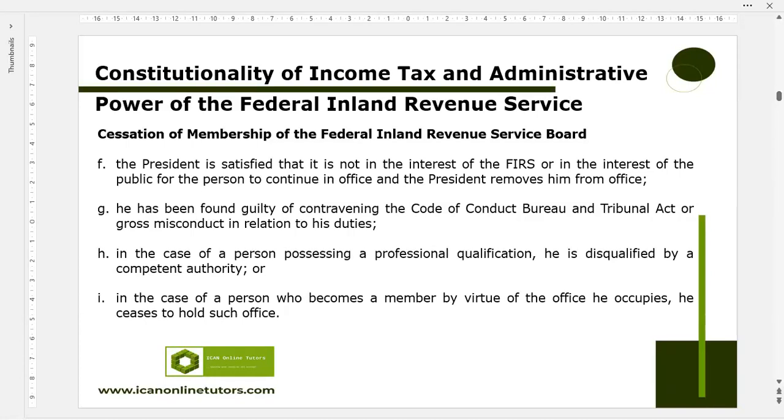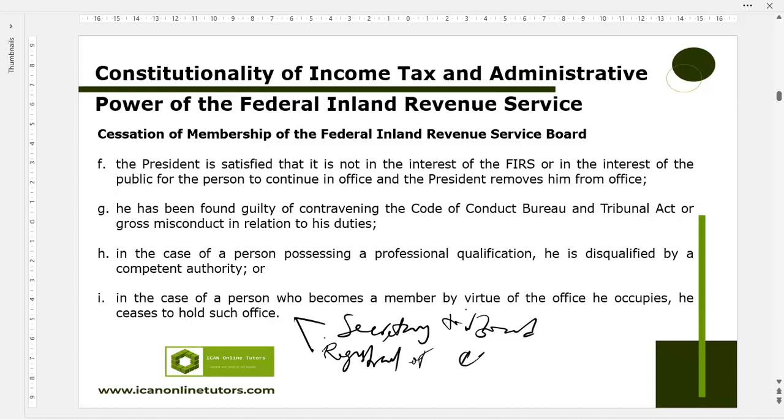Also, in the case of a person possessing a professional qualification, he is disqualified by a competent authority, or in the case of a person who becomes a member by virtue of the office he occupies, he ceases to hold such office. An example of this person is the secretary to the board, or any other of the ministry, let's say the registrar general of the Corporate Affairs Commission.